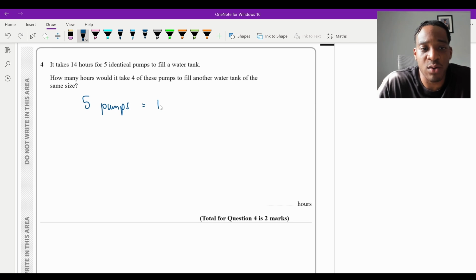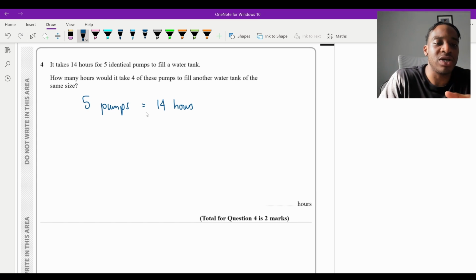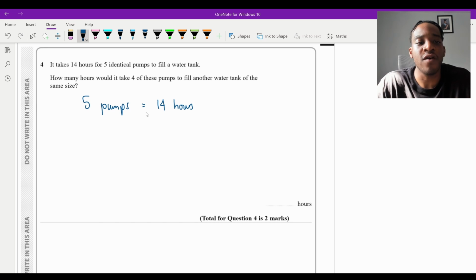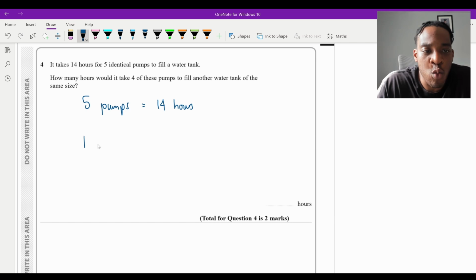And this is equal to 14 hours, right? It takes 14 hours for this water tank to fill. Now, whenever you see something like this, when you have a certain amount is equal to a certain amount of time or so on and so forth, you should always work out 1 unit, right? So in other words, I want to work out what 1 pump would be in terms of the time.